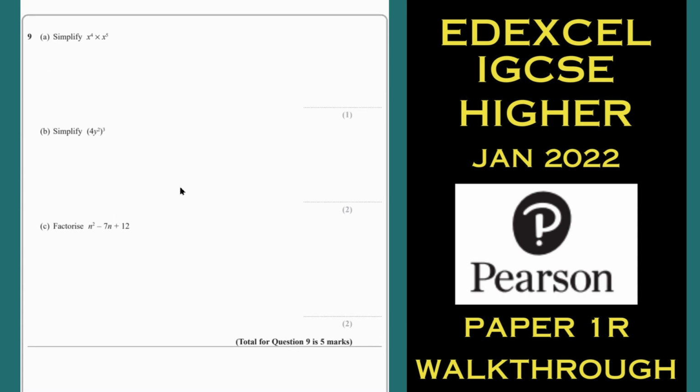Bit more on laws of indices, because obviously standard form does include some. When it's multiplied, you add the powers. Power to a power. Do the numbers first. Calc or mental arithmetic, or maybe you just know that 4 cubed is 64. And then you've got y, and the powers should be multiplied, so it's power of 6, not 5.